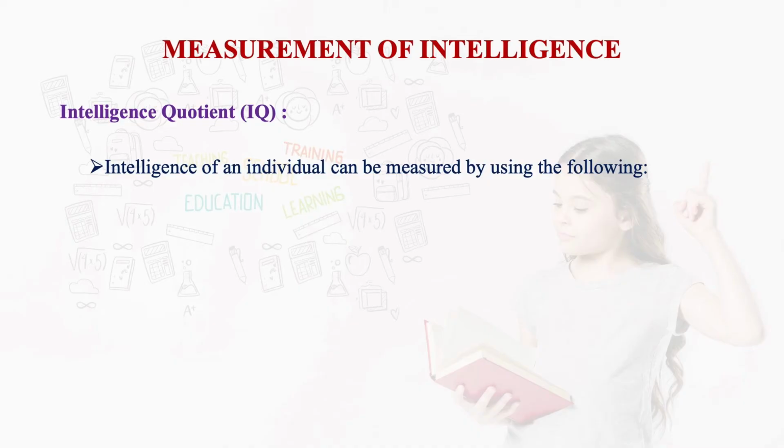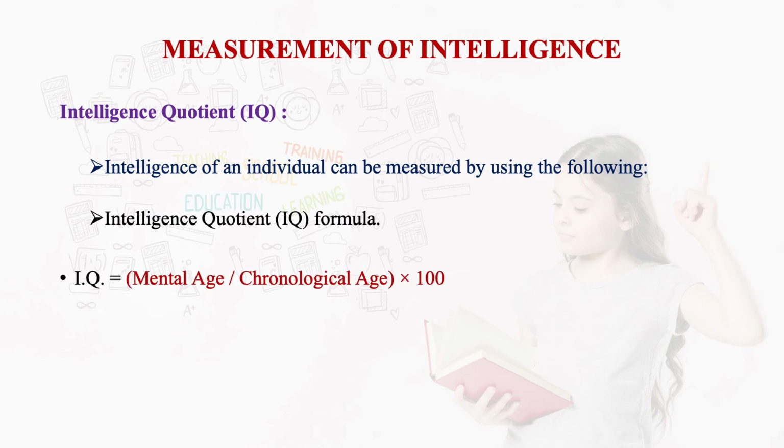So here you see, the intelligence of an individual can be measured by using the intelligence quotient, that's called the IQ. The formula is IQ is equal to mental age upon chronological age into 100. So mental age divided by chronological age into 100. Two concepts are here: one is the mental age and the other is the chronological age. So friends, try to understand what is the concept of mental age and what is the concept of chronological age.